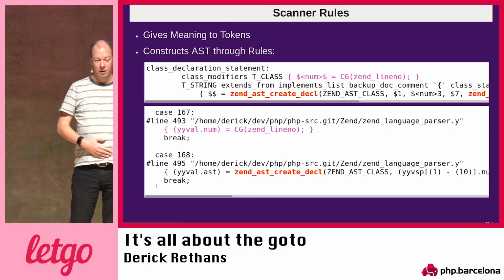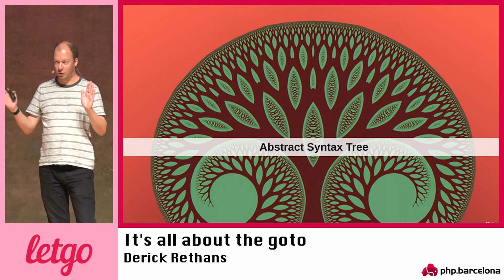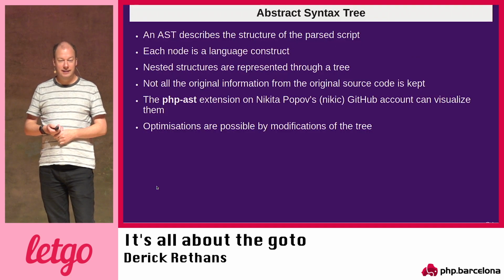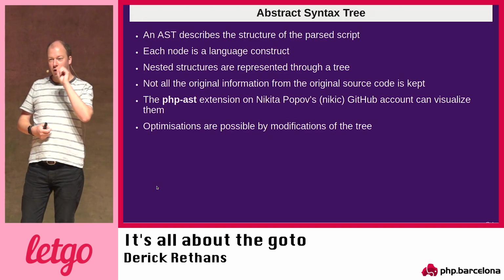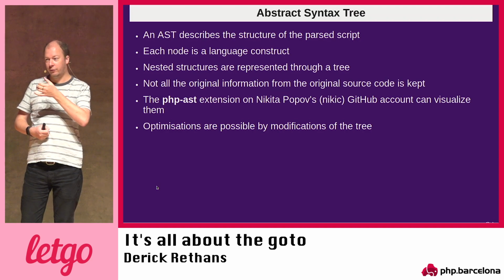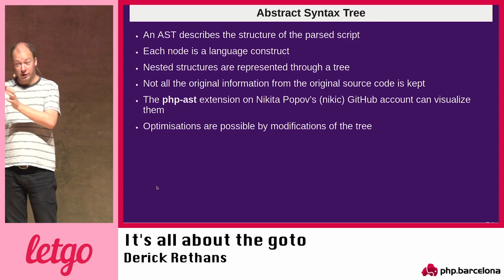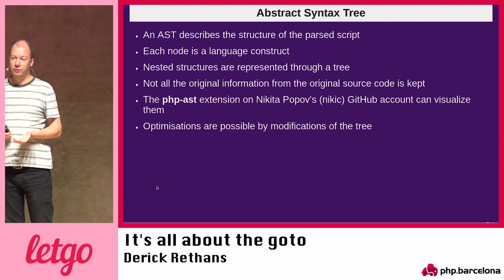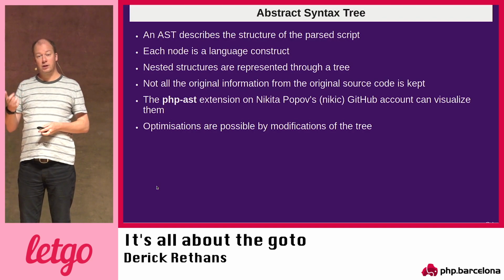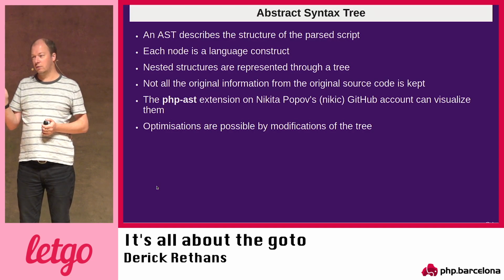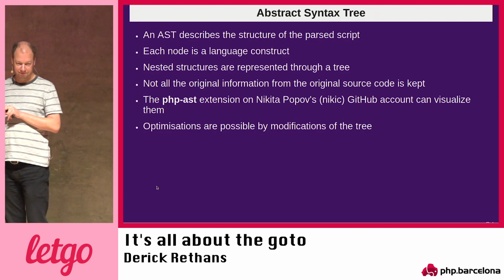That's much easier. All right, so after this point, you then get this abstract syntax tree, or AST for short. The AST basically describes the structure of your script. Each node in the tree is a language construct. If class declaration, function declaration. Nested structures are represented by branches of this tree, but not all the information of your original PHP script is being kept. Things like comments in your code, they're being thrown out, unless they are doc blocks that you can do in front of classes and function names.